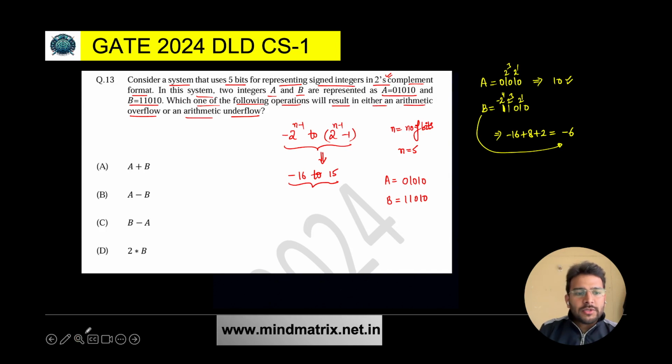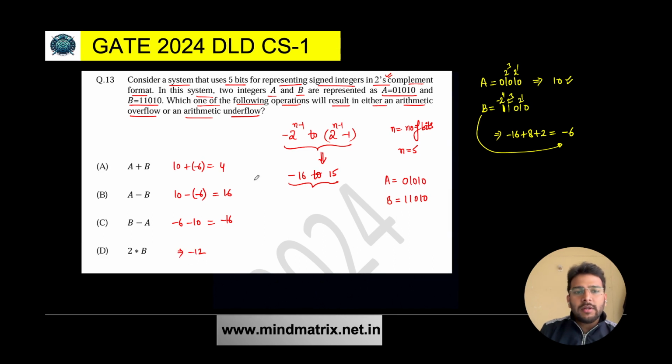Now we need to perform these operations, so let's do it. In the first option we are performing a plus b. A plus b will give you what? 10 plus minus 6 will give you 4. A minus b, so 10 minus of minus 6 is going to be plus 6, so it is going to give you 16. B minus a, minus 6 minus 10 will give you minus 16 here, and twice of b will give you minus 12. This is what we are getting now.